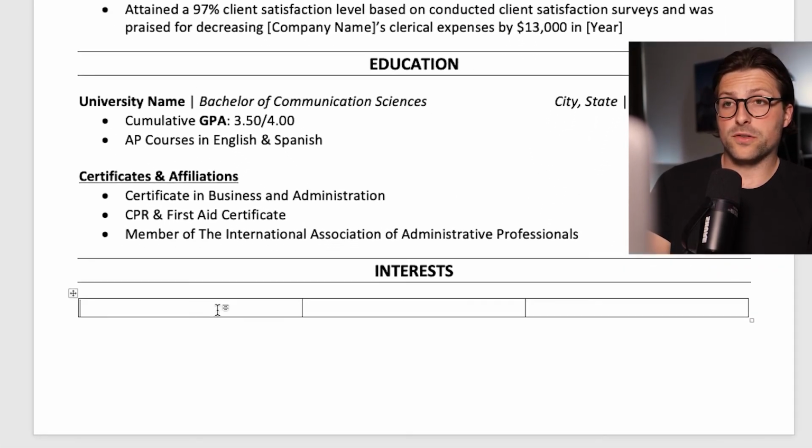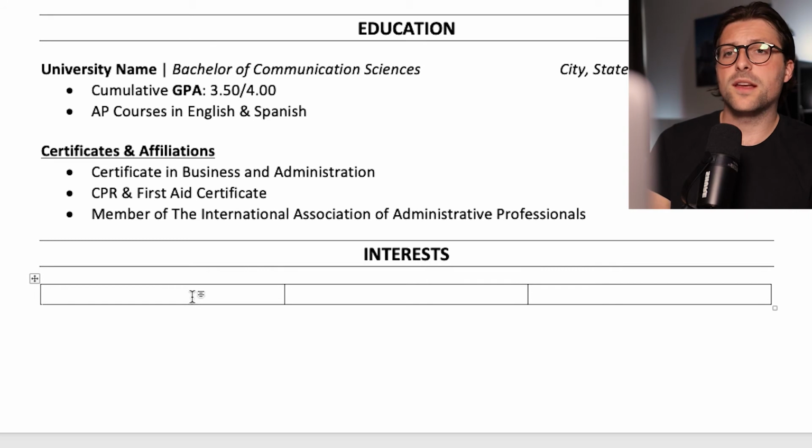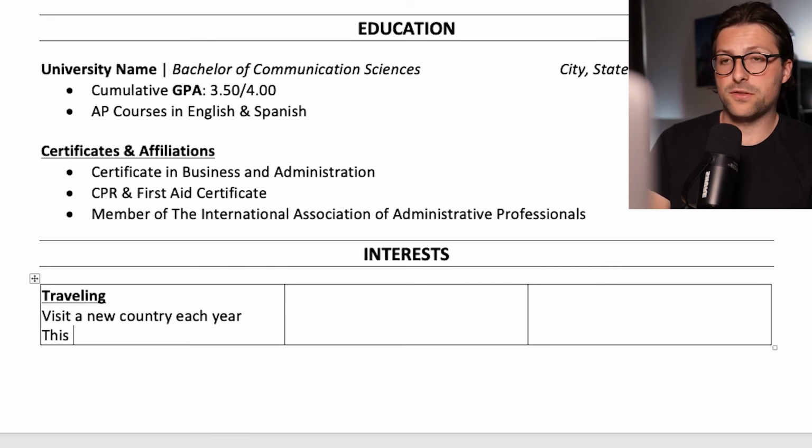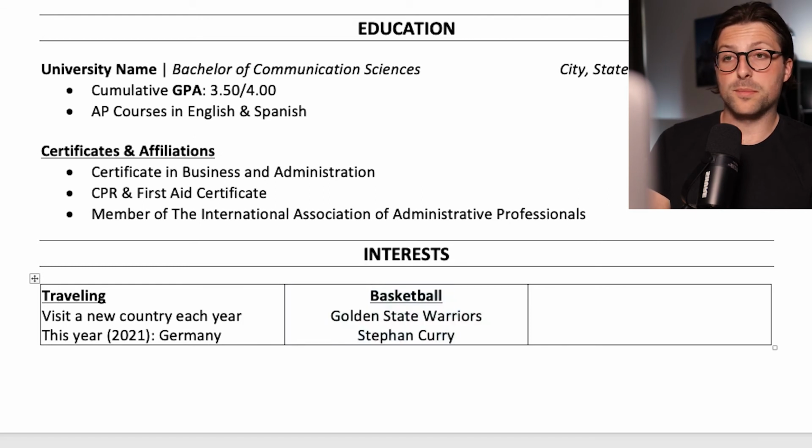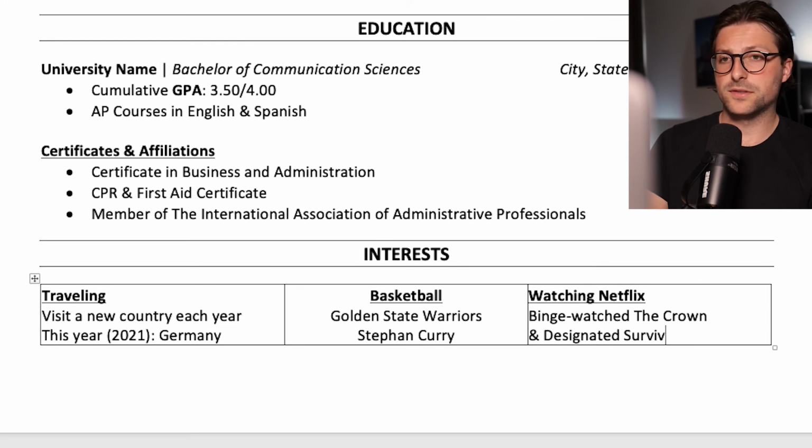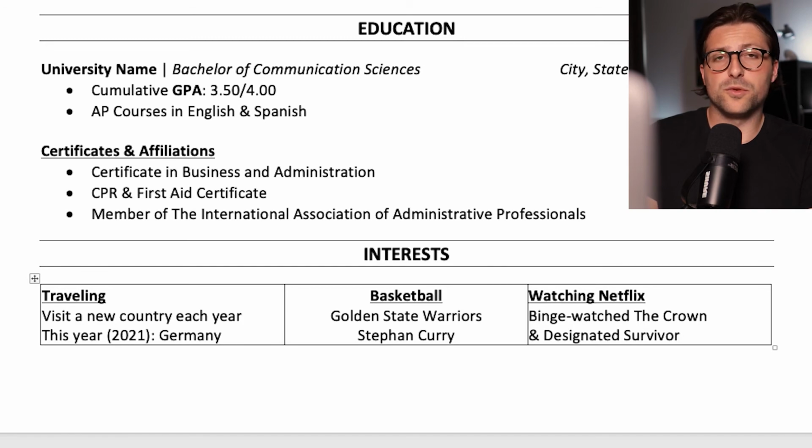Now if you want to come across as someone that is adventurous, enter for example traveling and also inform the reader about your travel ambitions. Or perhaps you like doing basketball and add for example your favorite team and player. Or what about watching Netflix? Include some of your favorite series and write something along the lines of binge watch The Crown and Designated Survivor. Now there's a big chance that the reader watched one of these as well, so you already have some mutual interests. Anyway, I hope you get the idea.